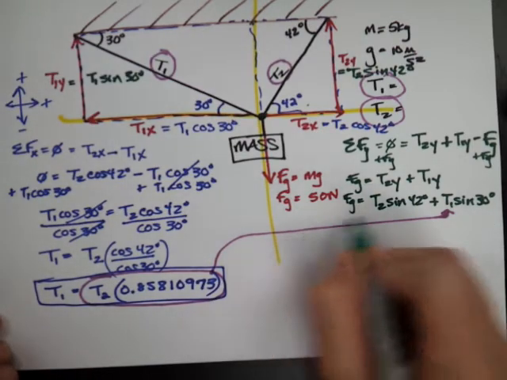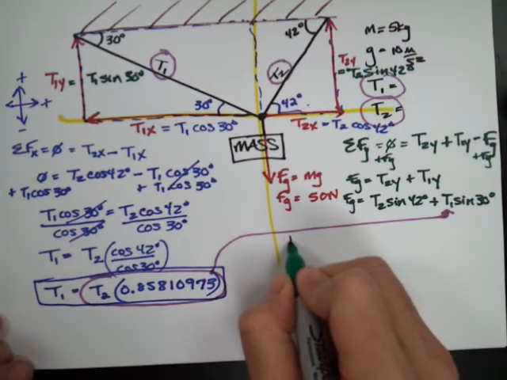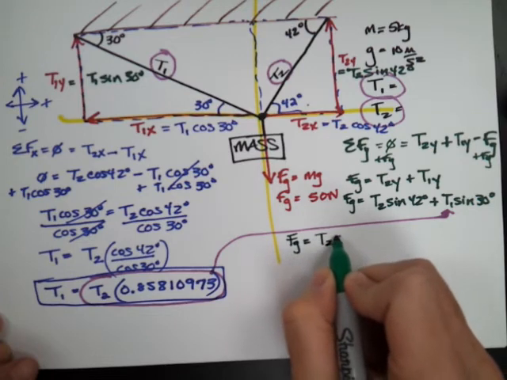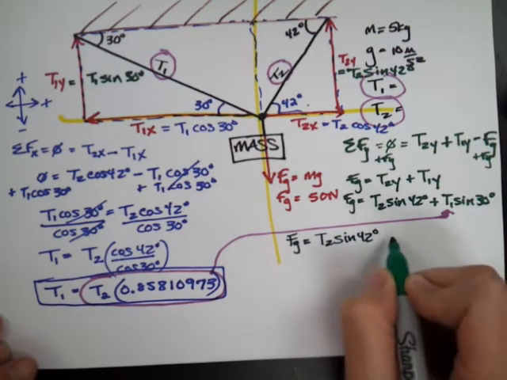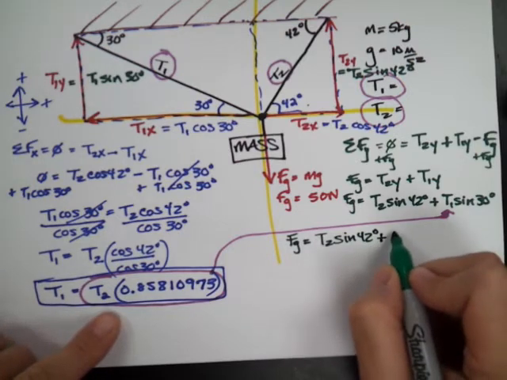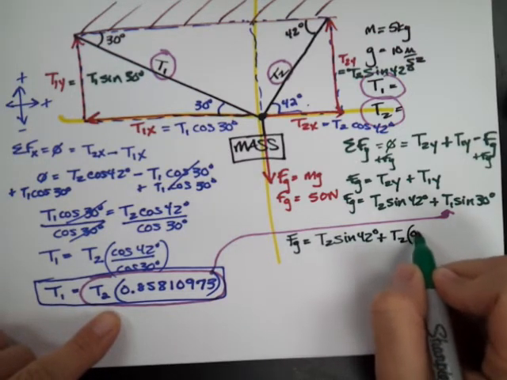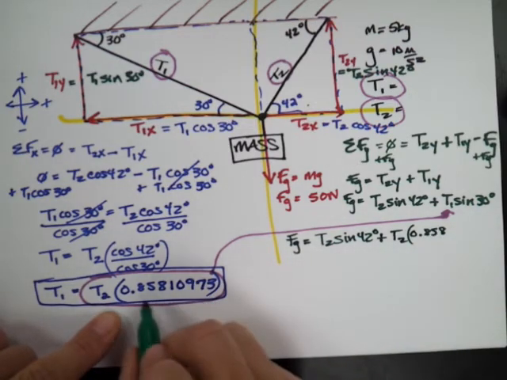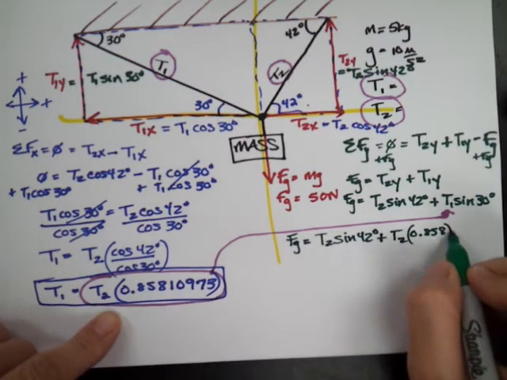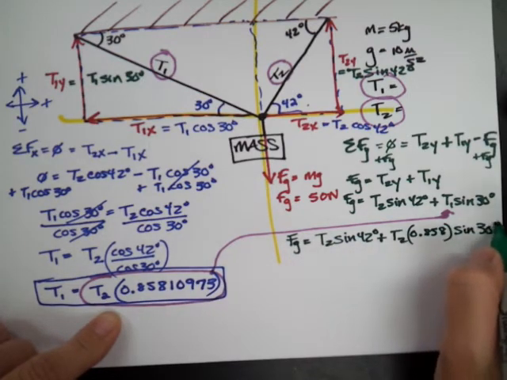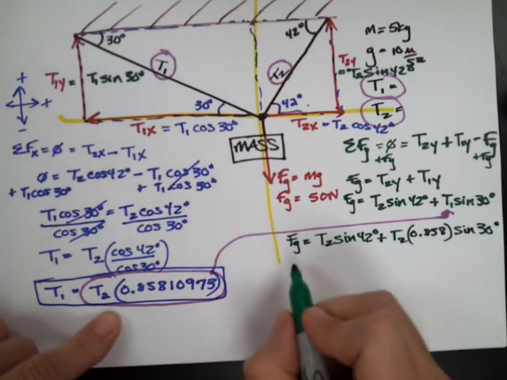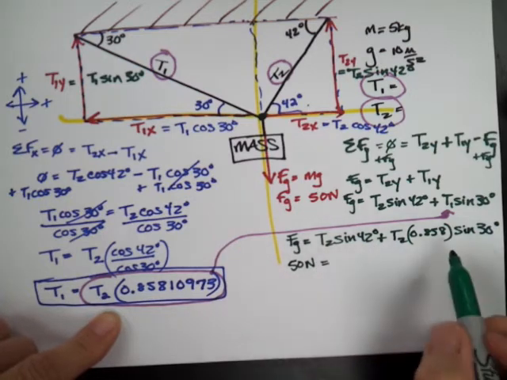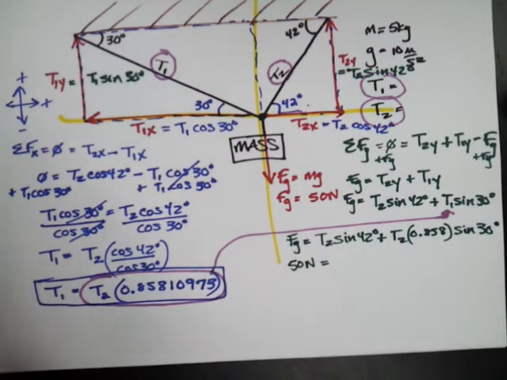So I'm going to move this over a little bit. We can say FG is really equal to T2 sine 42 degrees plus, now I'm going to plug in this, T2 times 0.85. I'm running out of room, so I'm not going to write all these numbers, but I'm going to carry them. Sine 30 degrees. I know what my FG is. It's 50 is equal to, I'm going to do some quick math.